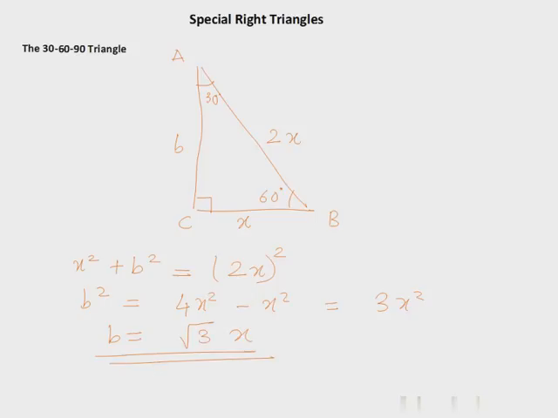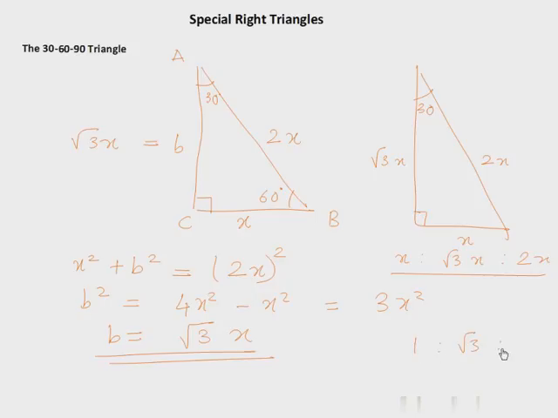I take square roots on both sides. So b is root 3x. So the 30, 60, 90 triangle has sides root 3x, 2x and x. Then the ratio x is to root 3x is to 2x. I can cancel out the x. Then the ratio is 1 is to root 3 is to 2. That's what one needs to know about the 30, 60, 90 triangle.